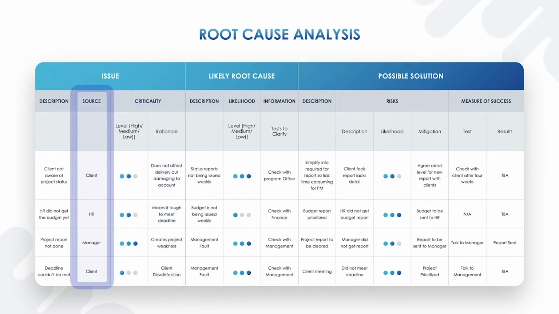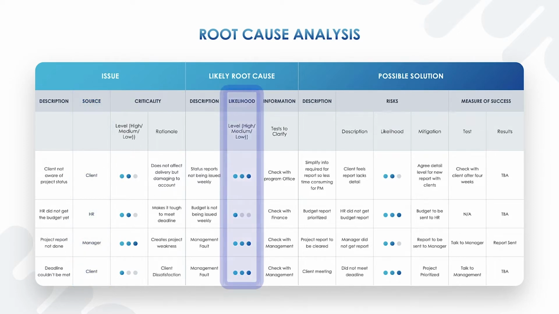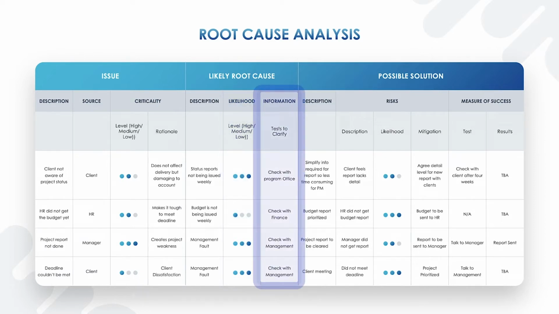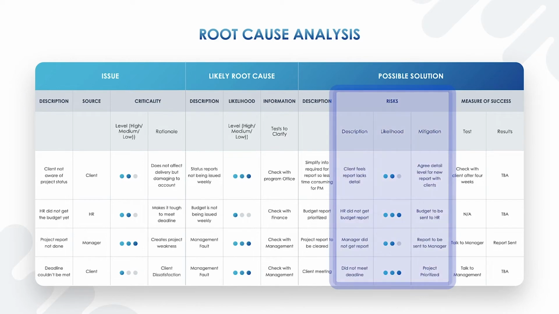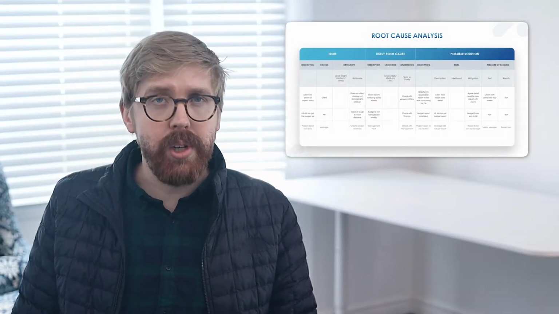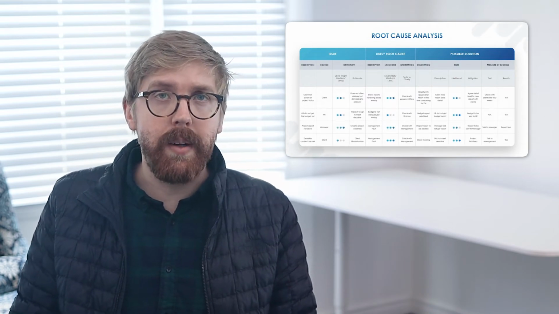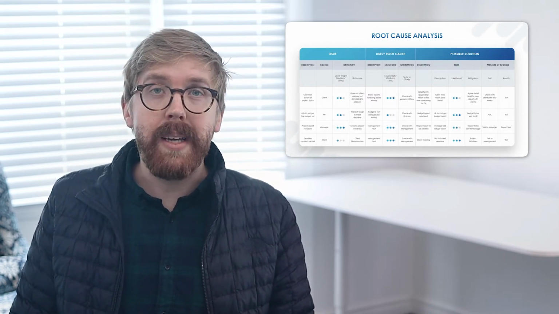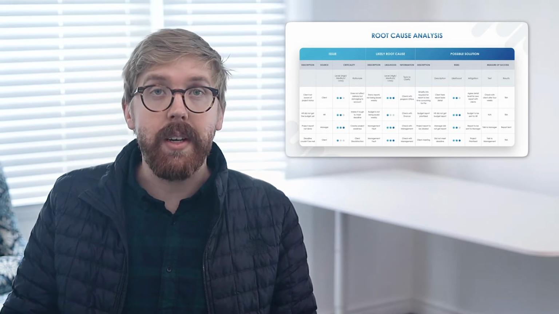The source could come from a client, HR, or other business area. Under root cause, the likelihood of the root cause could be the quantifiable metric. The root cause column also has information which defines how the data is clarified to identify the root cause. Under possible solutions, the risk level of any action to solve the problem could be the quantifiable metric. You don't want your solution to wind up worse than the root problem. If you find the root cause of a problem, it's indicative of what the potential solution could be.